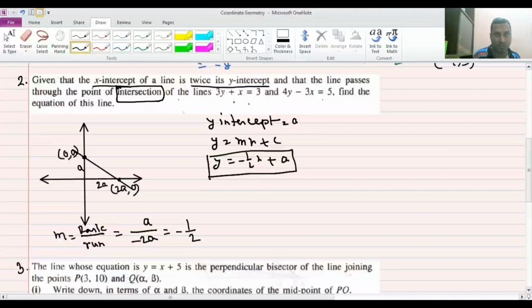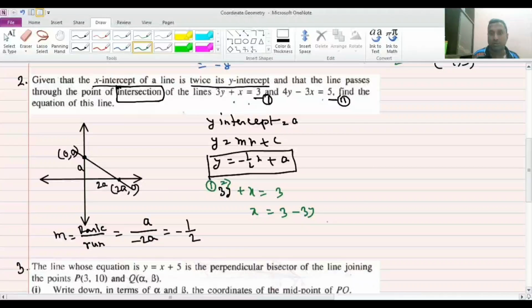We need to solve this equation and equation 2 simultaneously. 3y plus x equals 3. Let me make x the subject: x equals 3 minus 3y. Let me substitute this x equals 3 minus 3y in equation 2. So 4y minus 3 times (3 minus 3y) equals 5. Let me simplify.